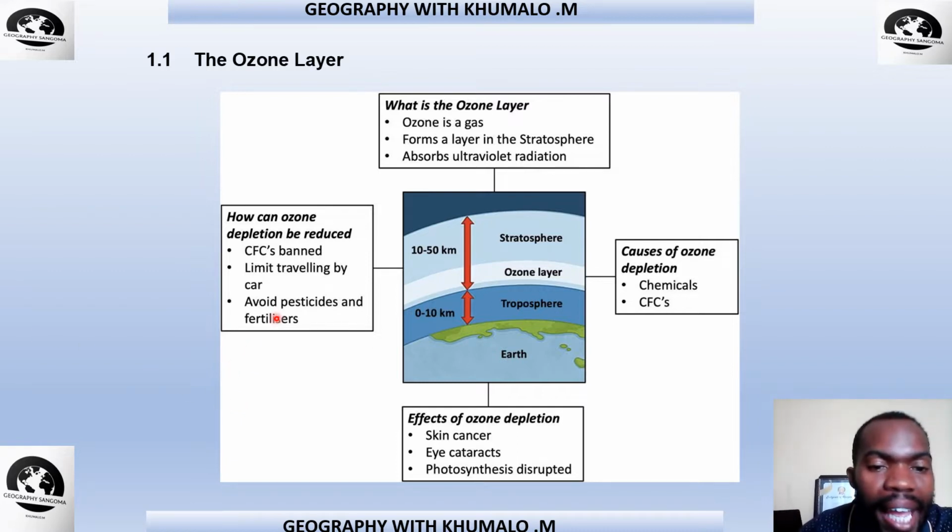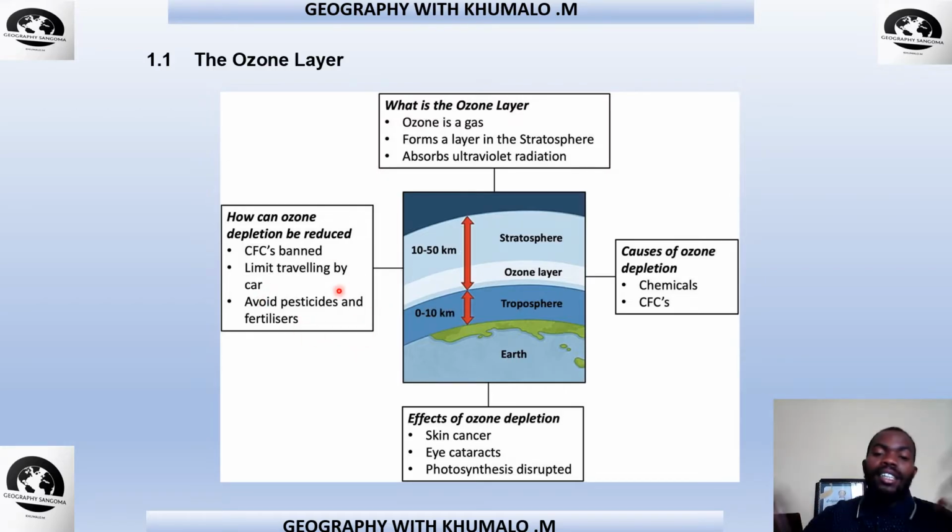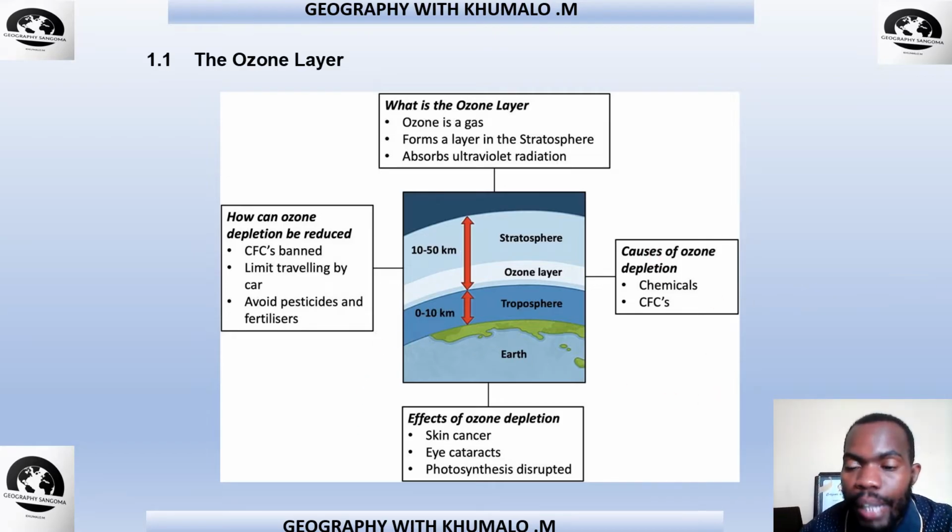We can ban the CFCs and limit traveling by cars, so we can ban chemicals or products that we are using that are not ozone friendly. Limit traveling by cars, for example people taking public transport instead of driving their own cars, because that contributes to ozone depletion. Avoid pesticides and fertilizers. Pesticides are those chemicals that they spray to kill pests, and fertilizers are used for the nutrients of the soil, which also have an impact on ozone depletion.